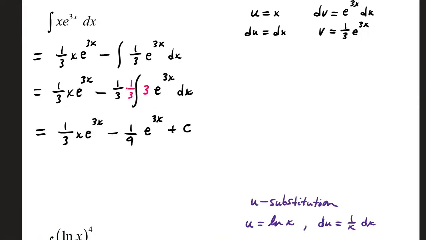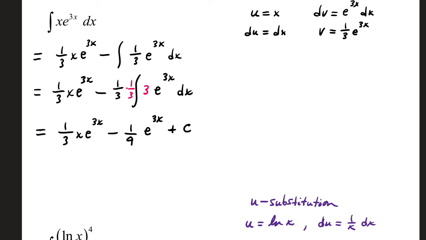With integration by parts, we will be looking at the integrals of products of two different types of functions. For example, in this problem, we have the integral of x times e to the 3x dx. X is considered an algebraic term. E to the 3x is considered to be an exponential term.